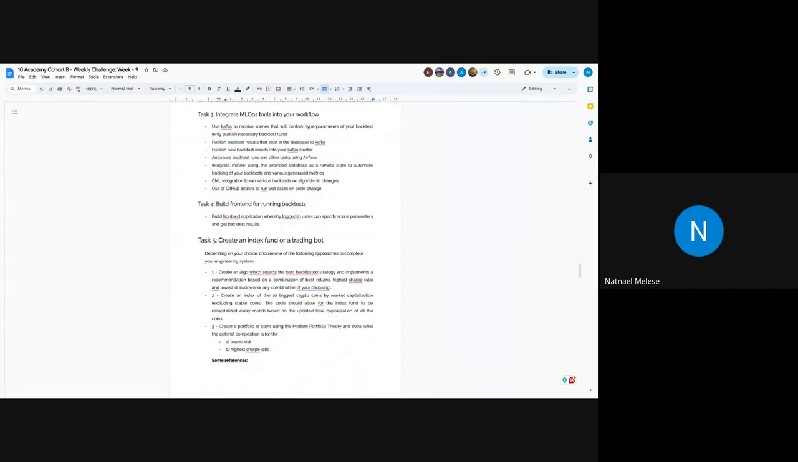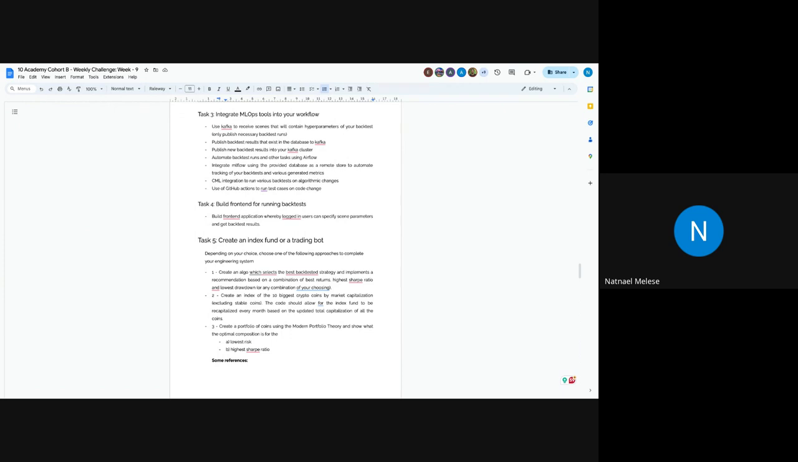authentication. Now it's time to integrate machine learning into the workflow. Now you'll use Apache Kafka to receive scenes that will contain the parameters of your backtest. You will only publish if you have to run a backtest again. If not, you will just fetch it. So publish your backtest results that exist in the database to Kafka. Kafka will understand it and tell you whether it is new or not.